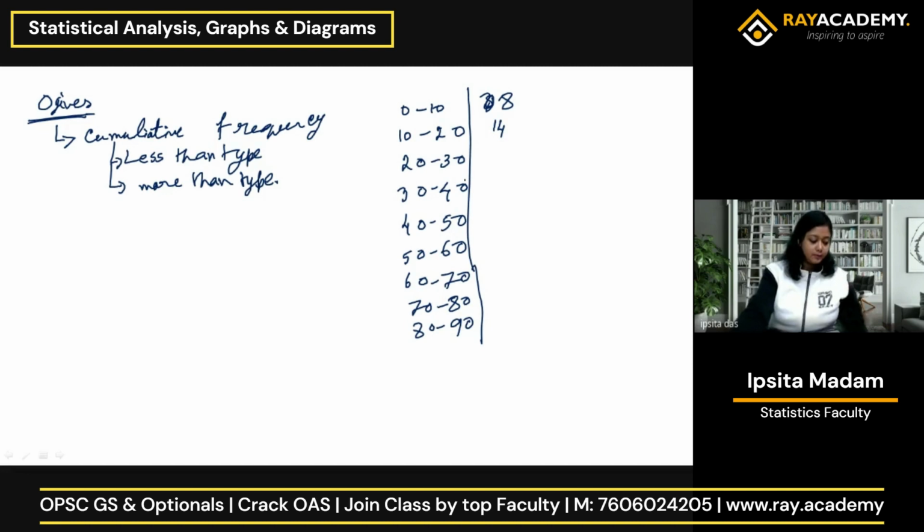8, 14, 22, 29, 14, 7, 4, 2, 1. The first one, the cumulative frequency.